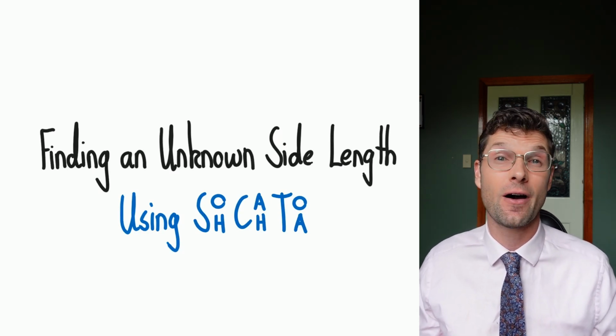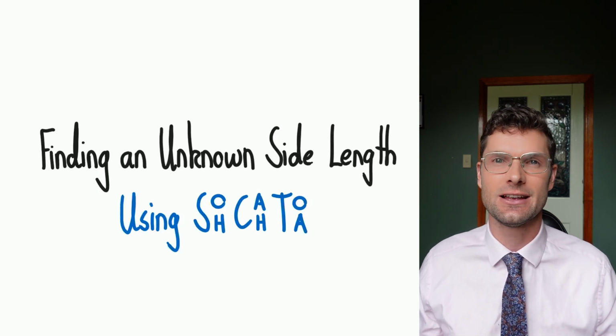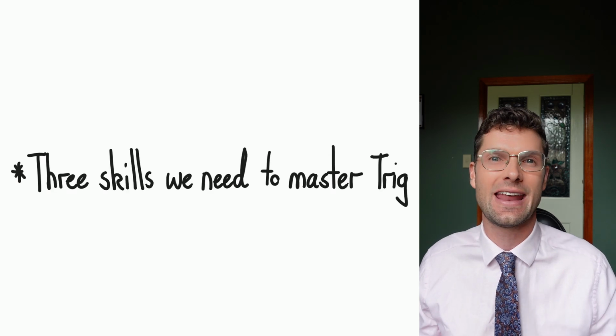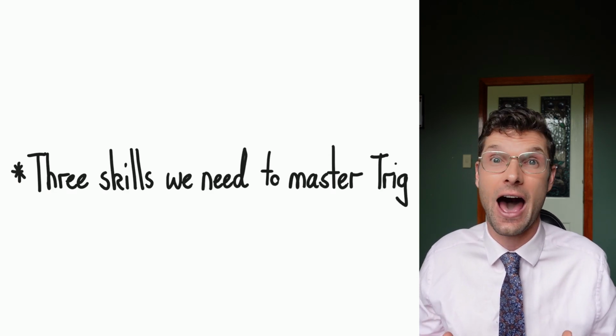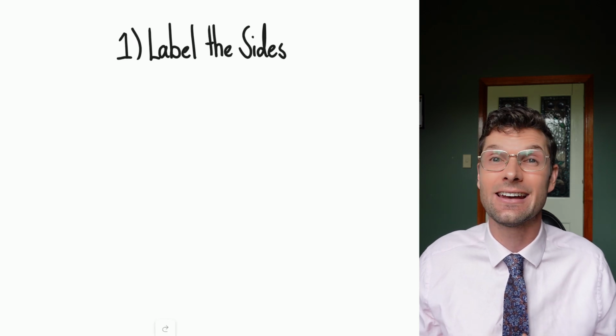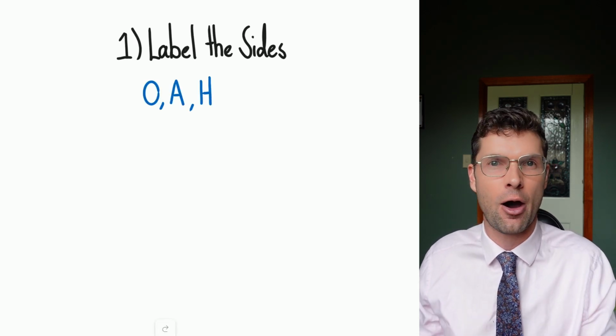Today we're going to learn how to find an unknown side length using trigonometry, specifically our SOHCAHTOA. For this lesson we've only got 3 skills that we need to master, and none of them are hard maths at all. The first thing we've got to be able to do is find and label the side lengths. So this is our opposite, adjacent and our hypotenuse.